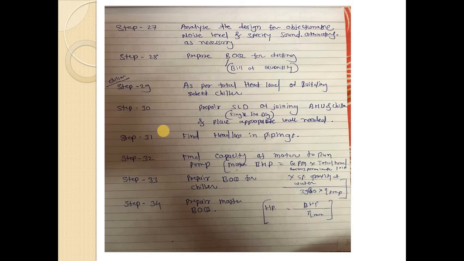So the last step of the heat load estimation is the BOQ, that is, the bill of quantity for both ducting as well as the chiller unit, by considering the effect of the air handling unit. So students, these are all the important 34 steps which will help you with heat load estimation of residential buildings as well as commercial buildings.